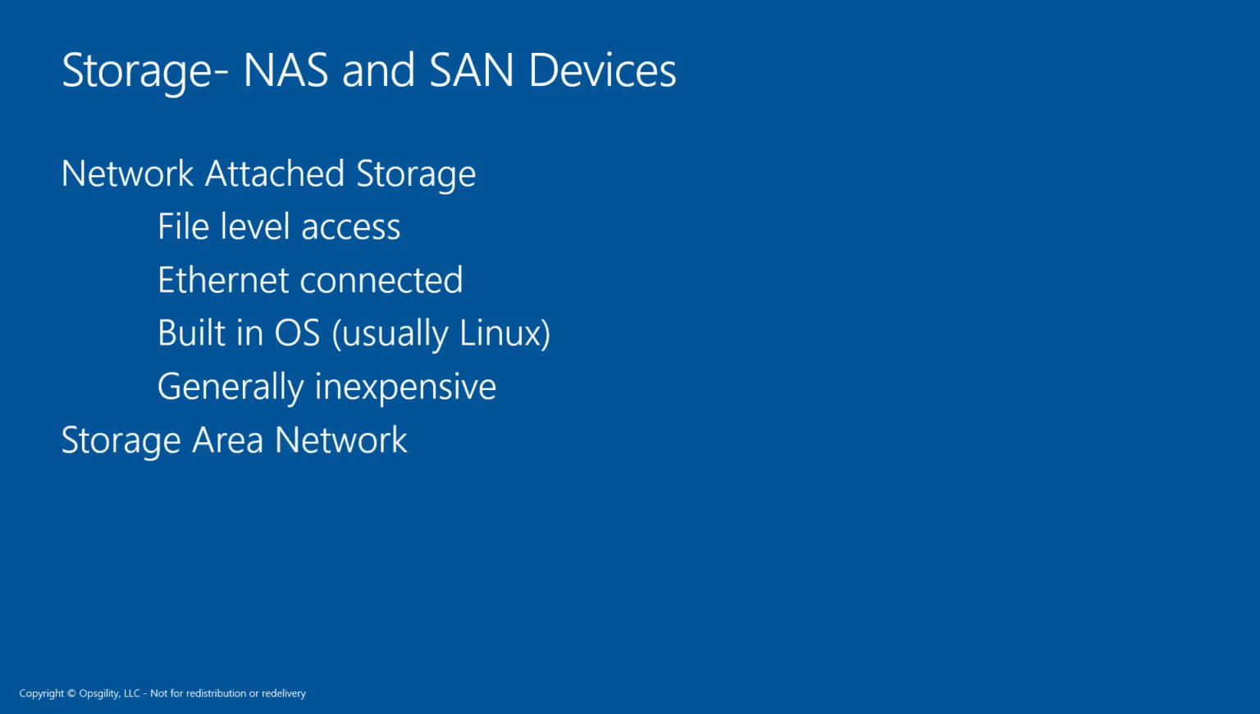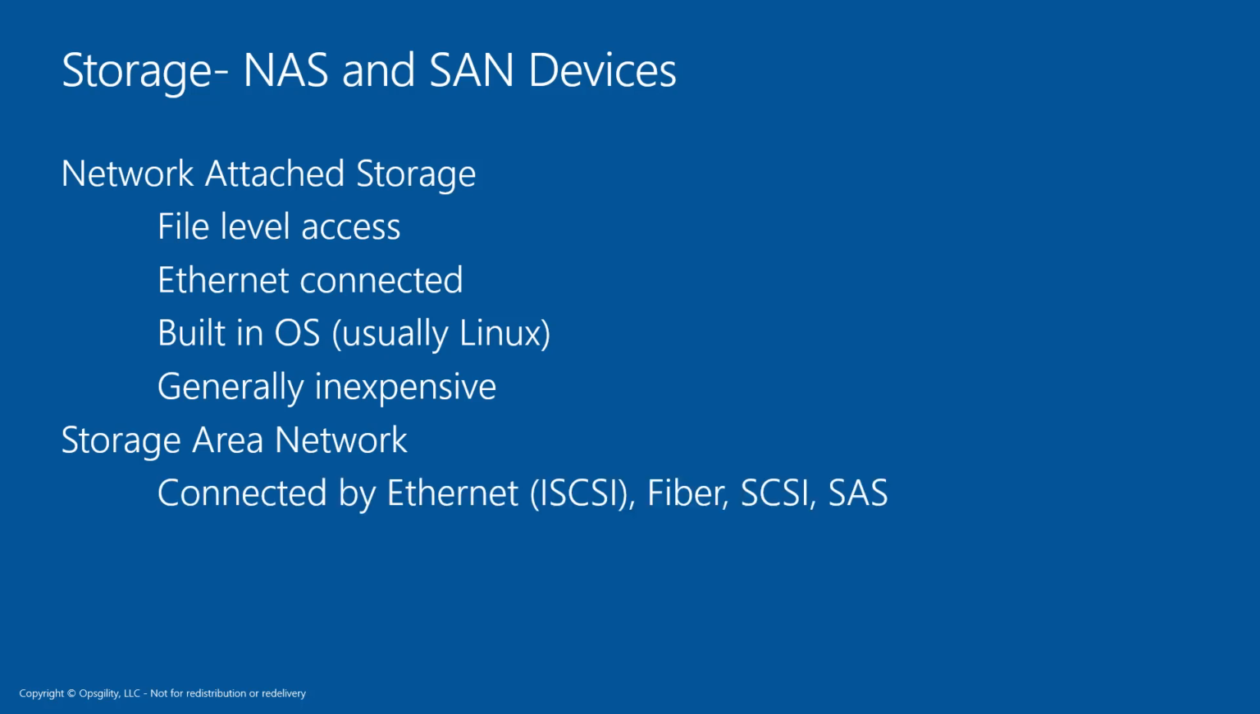A SAN, or storage area network, utilizes many different types of connections. You can connect to it by using Ethernet, such as iSCSI, fiber, a SCSI cable, which isn't as used as it used to be, and SAS, which stands for Serial Attached SCSI and has its own proprietary cable. Instead of being attached to the network, you attach these cables directly to the server you're working on.